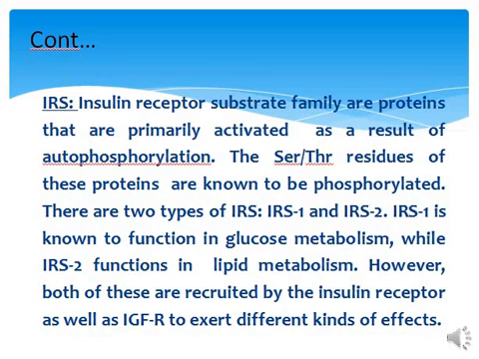The amino acid residues of these proteins are known to be phosphorylated. There are two types of insulin receptor substrate, that is IRS1 and IRS2. IRS1, that is insulin receptor substrate 1, is known to function in glucose metabolism, while insulin receptor substrate 2 functions in lipid metabolism. However, both of these are required by the insulin receptor as well as IGFR to exert different kinds of effects.